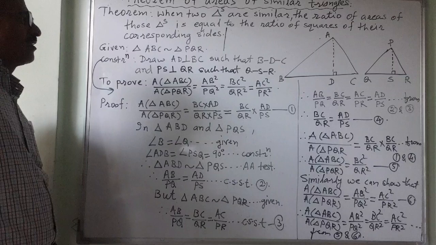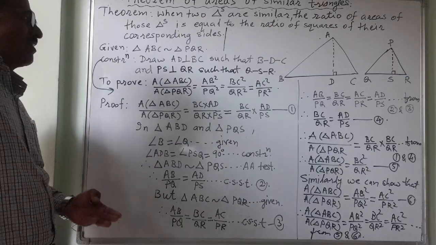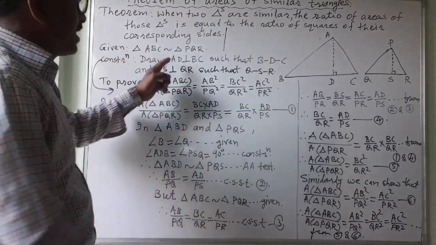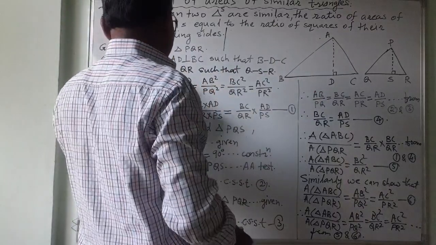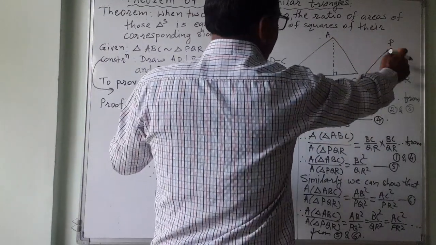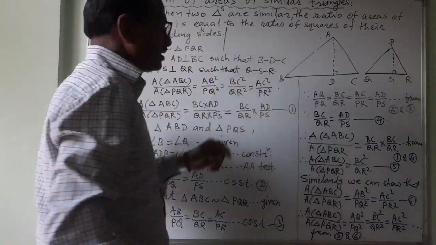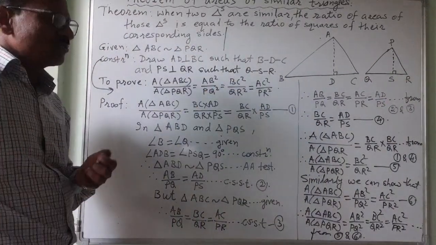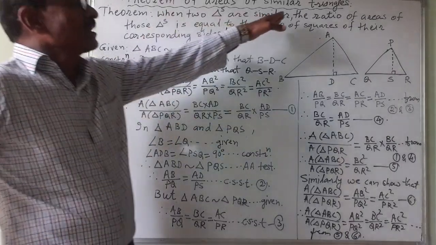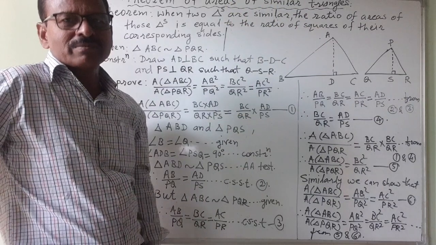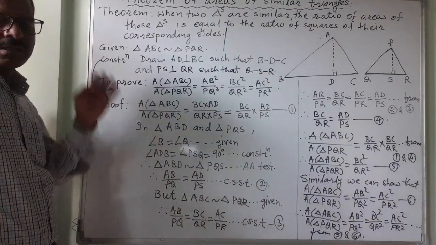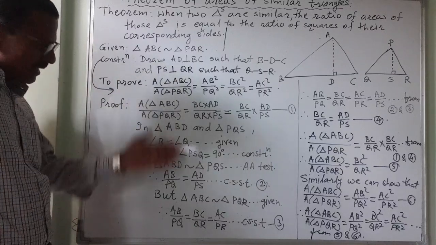The construction that I have done, in the textbook it is given in the given part: triangle ABC similar to triangle PQR, AD perpendicular to BC and PS perpendicular to QR. That is written in the textbook as given, but it is not so. It is the construction we are doing. Given is what? When two triangles are similar, that is given. This part we have done as the construction. In the old textbook, it is like this.